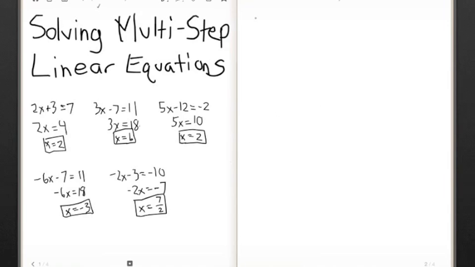Okay, now we had a fraction as an answer there. Now let's put some fractions in the problem. So 1/2 x minus 4 equals 6. Again, just move this over to the other side. Move the 4 over. 1/2 x equals 6 plus 4. That's 10. Now we're going to multiply both sides by 2 to get rid of the 1/2. So x equals 20.